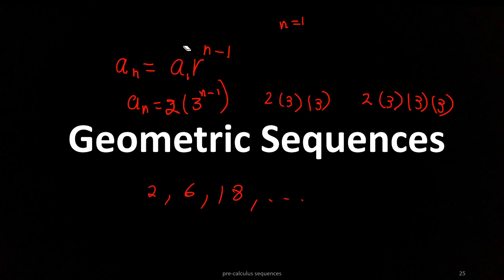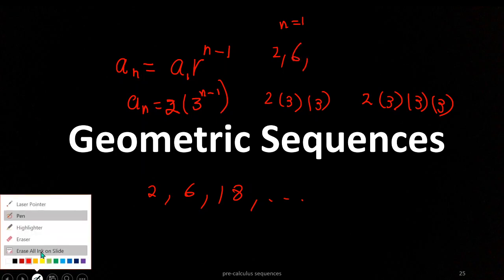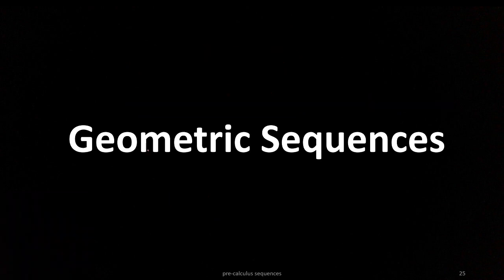If you're given a1, that's explicit formula. So n equals 1, then it would be 3 to 0th power, which is 1. 1 times 2 is 2. Get the first term. When n equals 2, you get 2 minus 1 is 1. 3 to the first is 3 times 2 is 6, and so forth. So this is called geometric. Let's look at some examples of geometric.